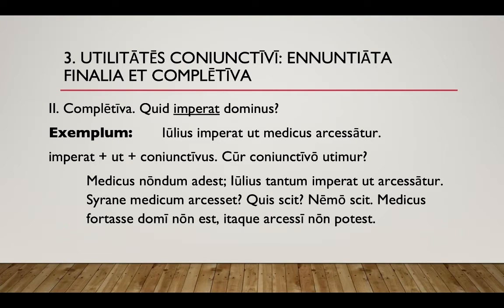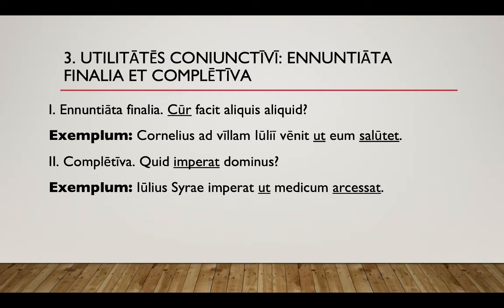Okay, so let's review. We have two uses of the conjunctive that we learned in this chapter. We have the Enunciata Finalia and the Completiva. How do we form these two uses? In both cases, we use ut plus the conjunctive to indicate either why someone does something or what someone wants accomplished. Right? Ut salutet, in order to greet him. Ut arcesat, he commands that the doctor be fetched, or that she fetch the doctor. That's how we form the positivus.